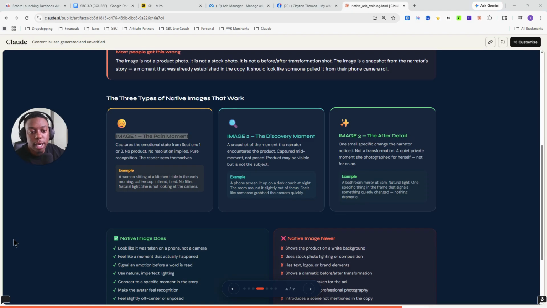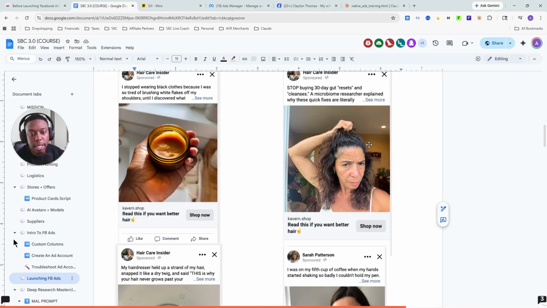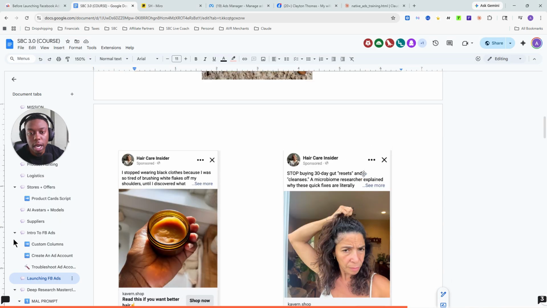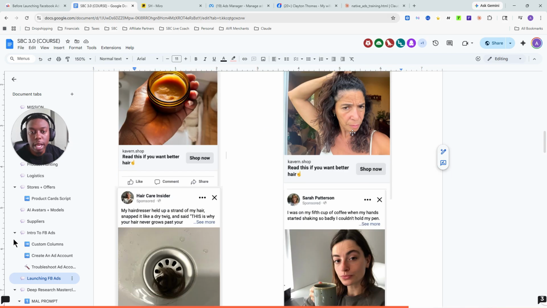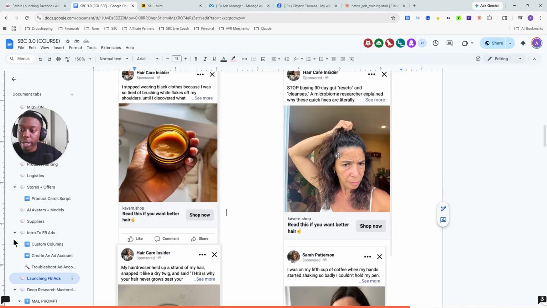And then image 3 is the after detail. One small specific change the narrator noticed, not a transformation, a quiet private moment she photographed herself, not just an ad. So, something like this, the person growing hair thicker, fuller, whatever, that's an example of that as well. So those are just some native images, and we can create these images using Higgsfield, Nano Pro.